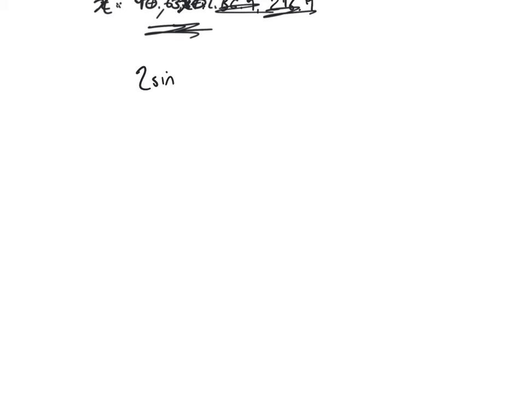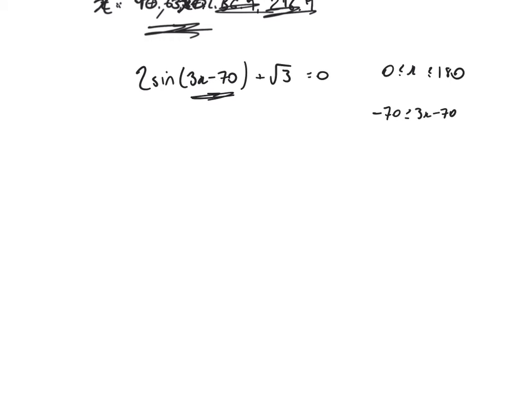2 sine 3x minus 70 plus root 3 is equal to 0. I'm looking for solutions that lie between 0 and 180. So I need to treble my limits and take away 70. So treble 0 is 0, take away 70 is minus 70. And then treble 180 is 540, take away 70 is going to be 460.